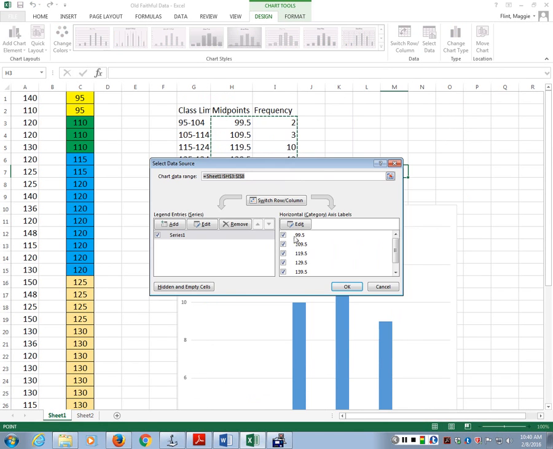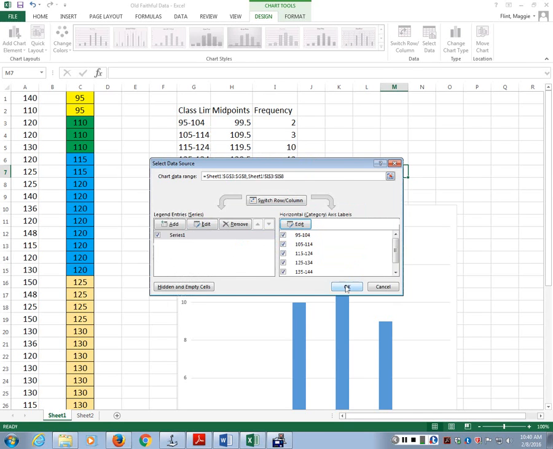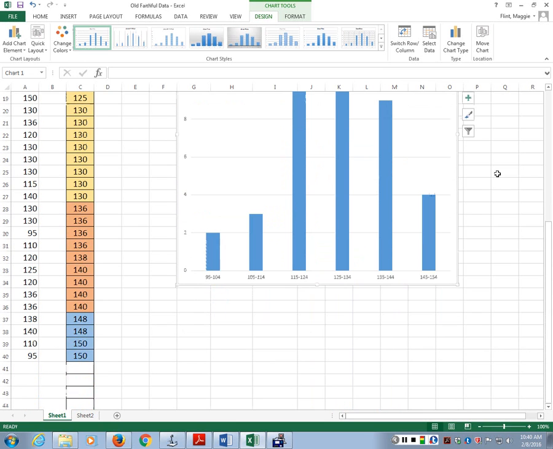Select data, and what you want is the horizontal axis. Don't mess with the legend. Don't mess with this part because it's looking at the frequencies. What you want it to change is just the axis titles, the horizontal axis titles. So if I wanted to use class limits, then I tell it to use those. And you can use either one. There's nothing wrong with either one, whichever way you want to do it.